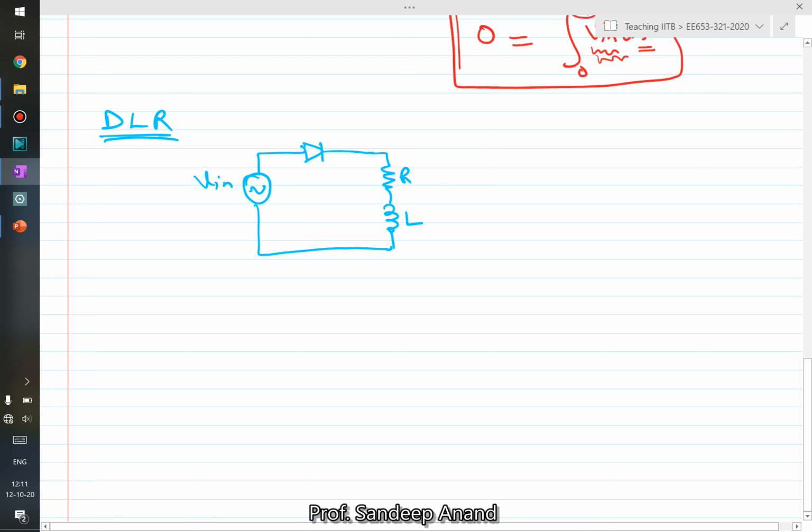and an L. And now in this case, again I can draw the waveforms. So let me start by considering the input voltage waveform, which looks something like this.